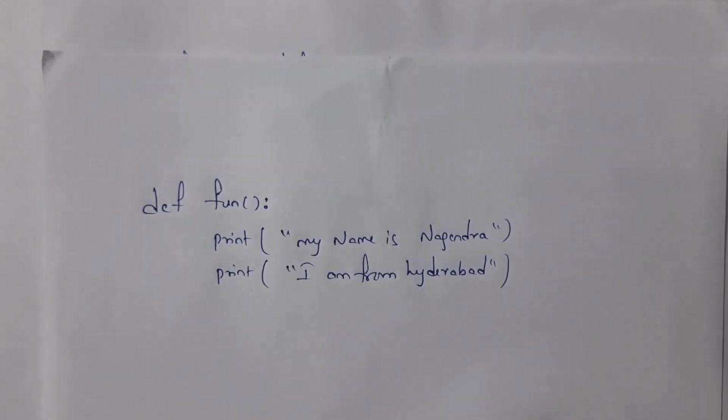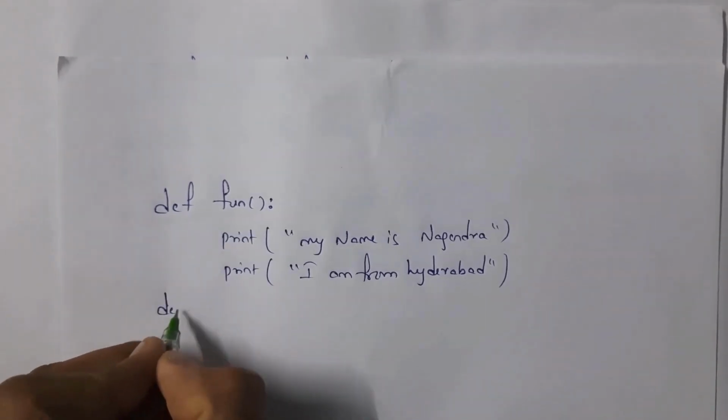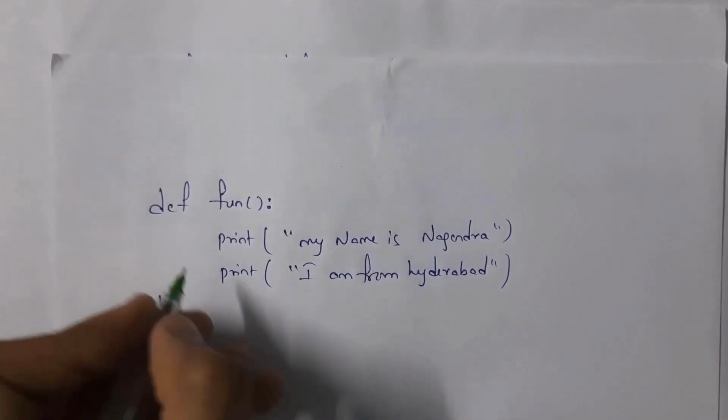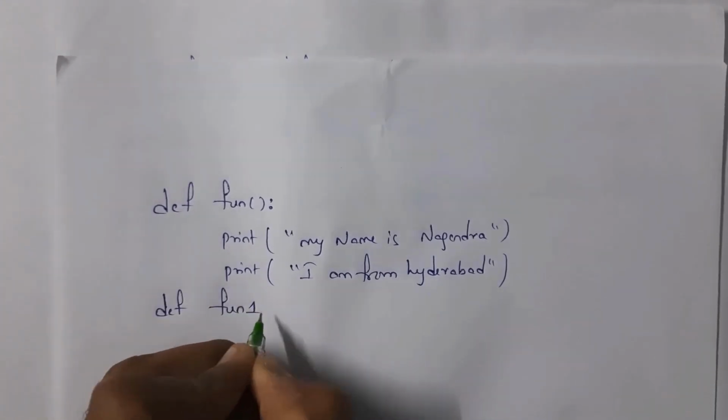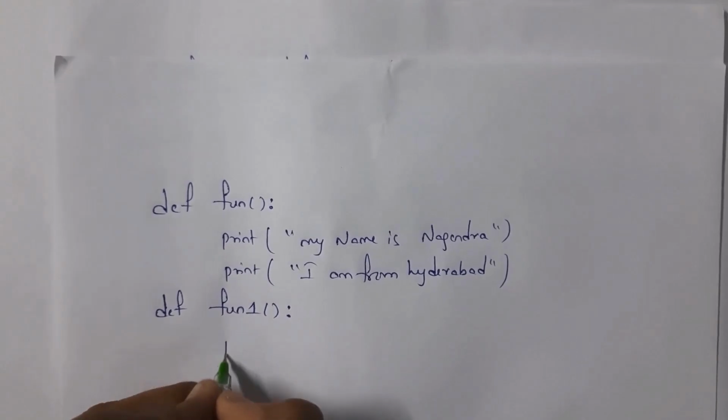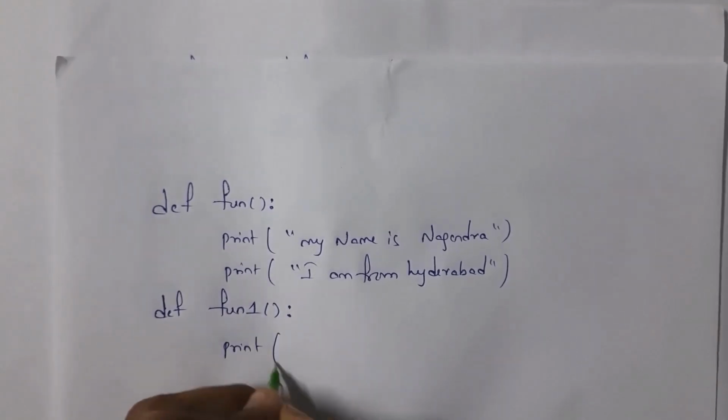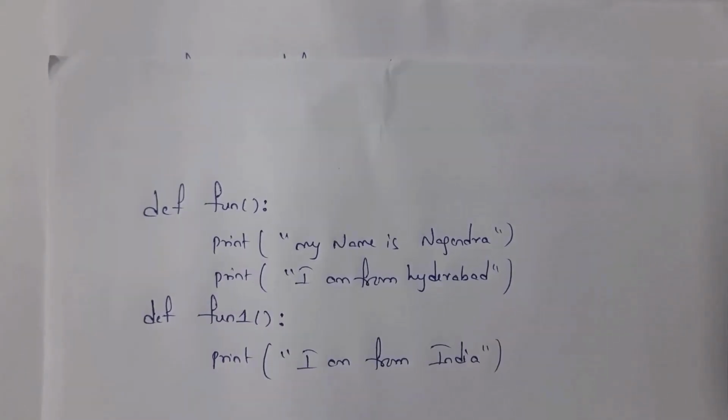Next I am creating another function. So again write def, let the function name be fun1. Give colon, and inside this I am writing the statement print, I am from India. Guys, you can create any number of functions inside a module. I created two functions: fun and fun1.